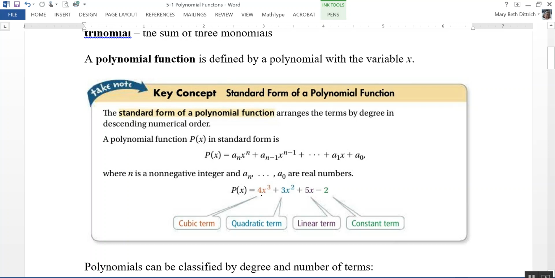So if you have a term that's raised to the third power, we call that the cubic term. Then something raised to the second power would be your quadratic term. Something raised to the power of 1 or without an exponent is your linear term. And then your constant term is the term that does not have a variable.